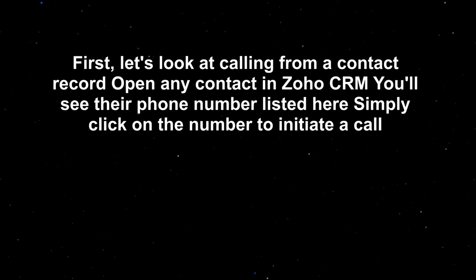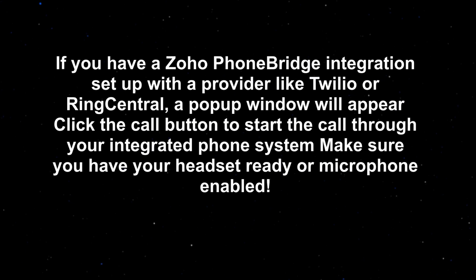Open any contact in Zoho CRM. You'll see their phone number listed here. Simply click on the number to initiate a call. If you have a Zoho PhoneBridge integration set up with a provider like Twilio or RingCentral, a pop-up window will appear. Click the call button to start the call through your integrated phone system. Make sure you have your headset ready or microphone enabled.